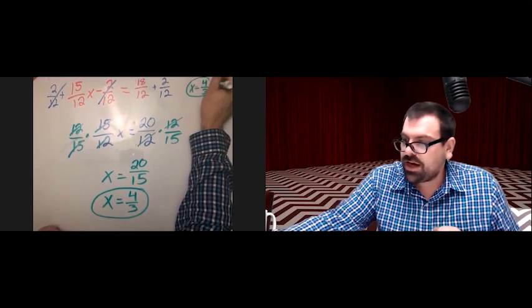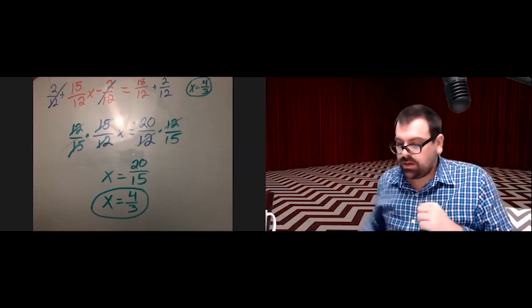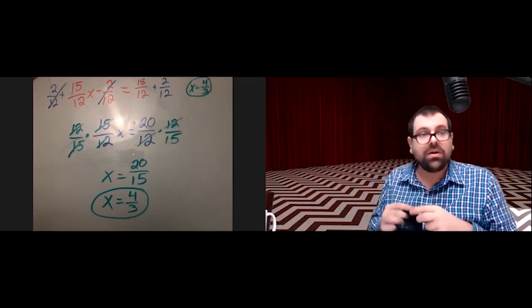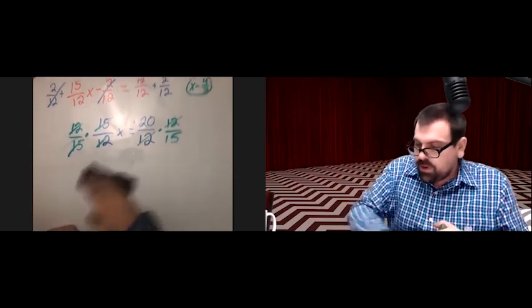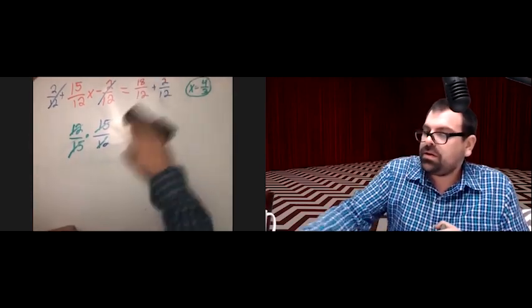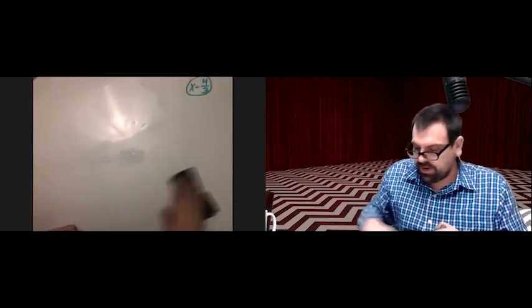Now, we did a lot of fraction work to get there, and I said, don't worry, I'm going to show another way. A way where you don't have to worry so much about the fractions.